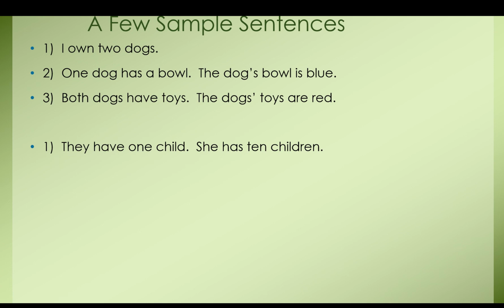They have one child. She has 10 children. Their child has a toy. The child's toy is red. One toy belongs to one child. It is possessive. It does not end in S, so I go apostrophe S.